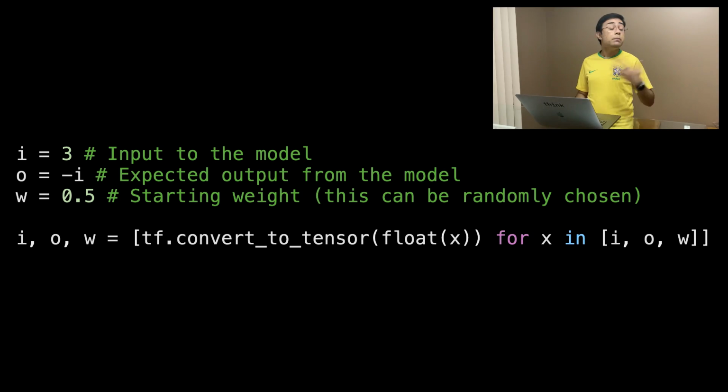Now, of course, the input can be anything. In this case, I just gave it the number 3. And the output is what we expect the perceptron to give us if we were to feed in this 3. In this case, that is -3. Remember, we're doing the number negator.